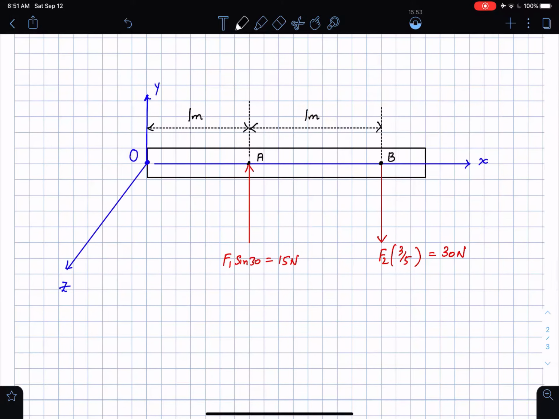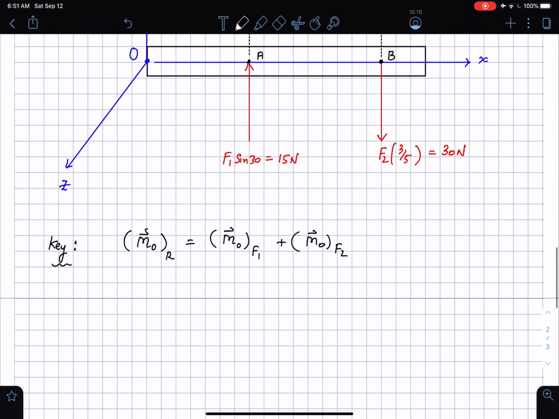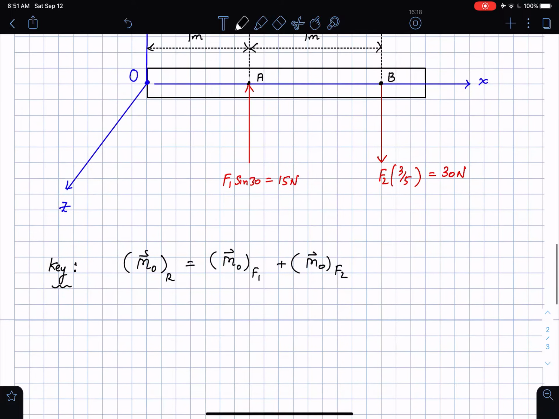And all I have to do is use the right hand rule and make use of the fundamental idea that the resultant moment about the point O. So the key idea now, the resultant moment, which I'm going to call MOR, about the point O, is the moment about O due to the force F1 plus the moment about O due to the force F2. I'm going to do a few more details.